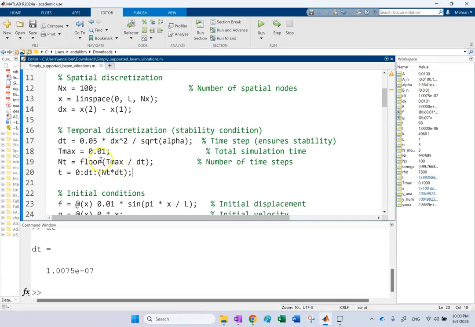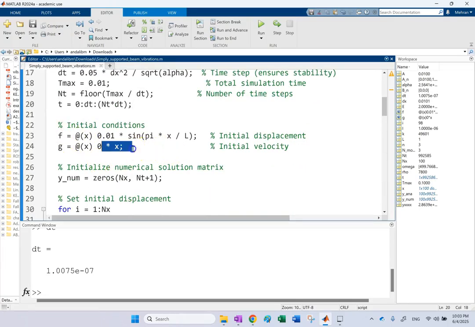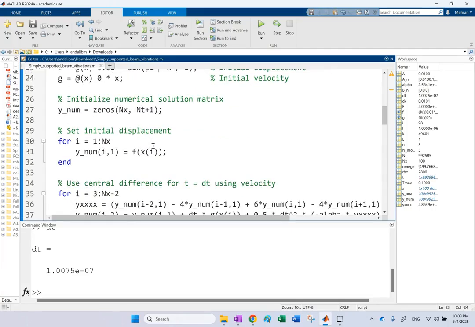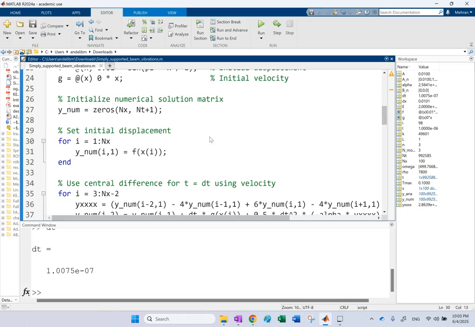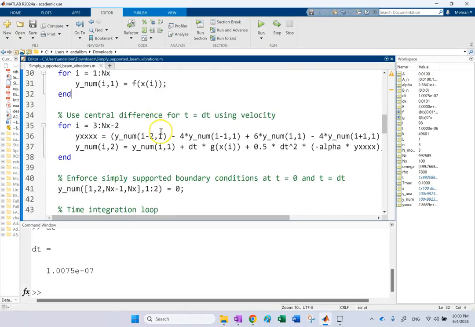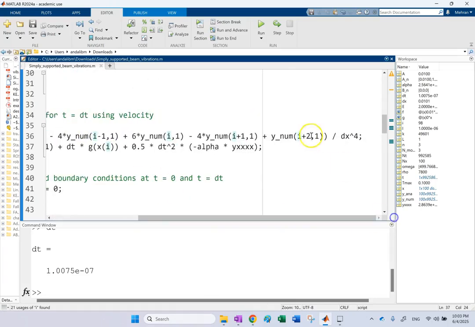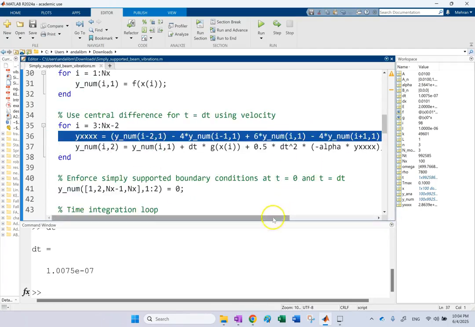Okay, and then here my initial velocity is 0. My initial position matches one of the mode shapes. And then here you're basically enforcing your initial displacement. Okay, and then I use the central finite difference formulas for the fourth derivative with respect to x and the second derivative with respect to t. And this is your update equation. That's the solution, the update.